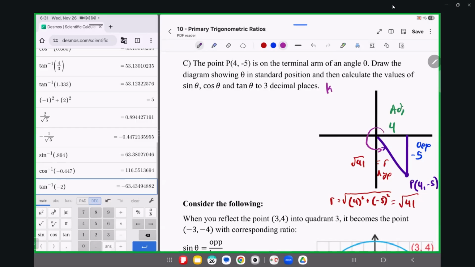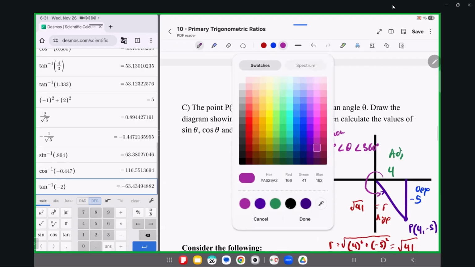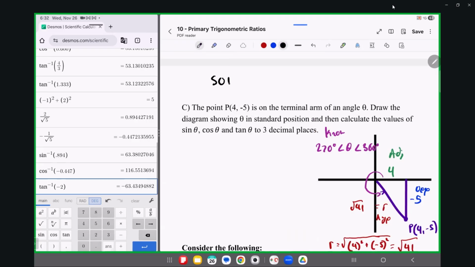So we know that theta will be between 270 and 360 degrees, because it's in quadrant 4, it goes all the way around. And so let's go ahead and calculate these. And again, for the purposes of brevity, we'll just write out SOH-CAH-TOA in advance here.